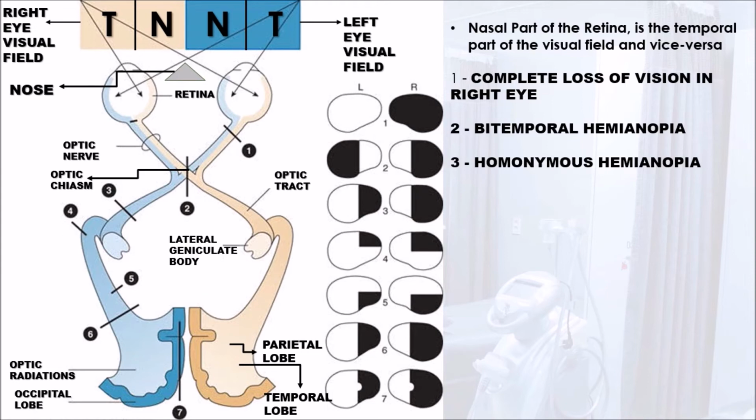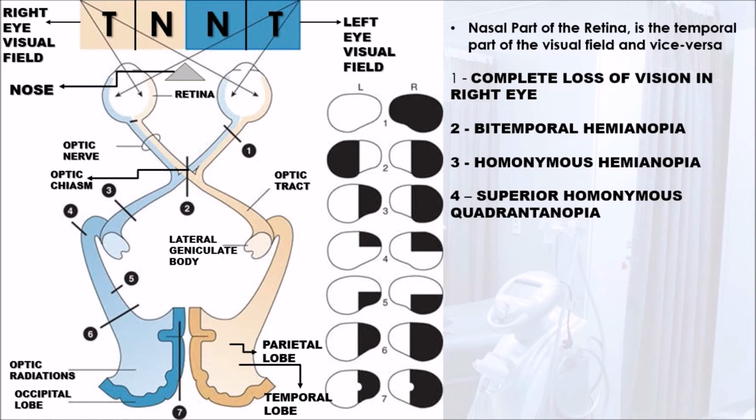Now from that we move on to the quadrantanopia. We have the superior and we have the inferior. When you're seeing the defect at the superior, as the diagram shows, it means that the defect is at the optic radiations, but there are two components. So the defect is actually at the temporal lobe.